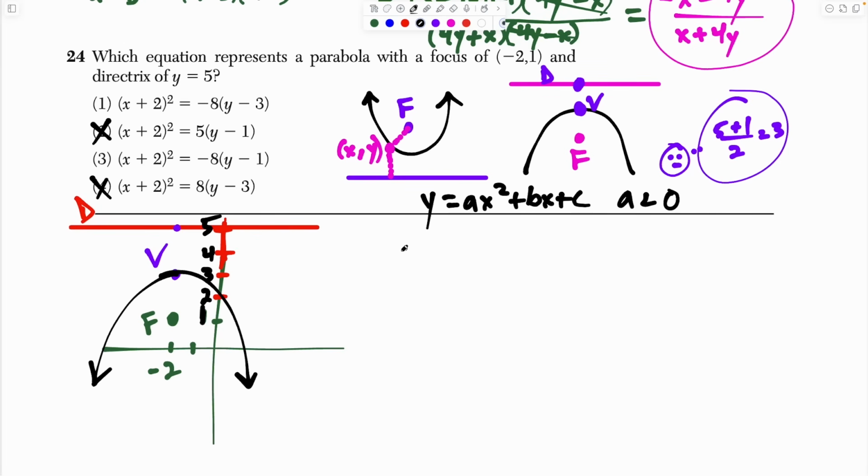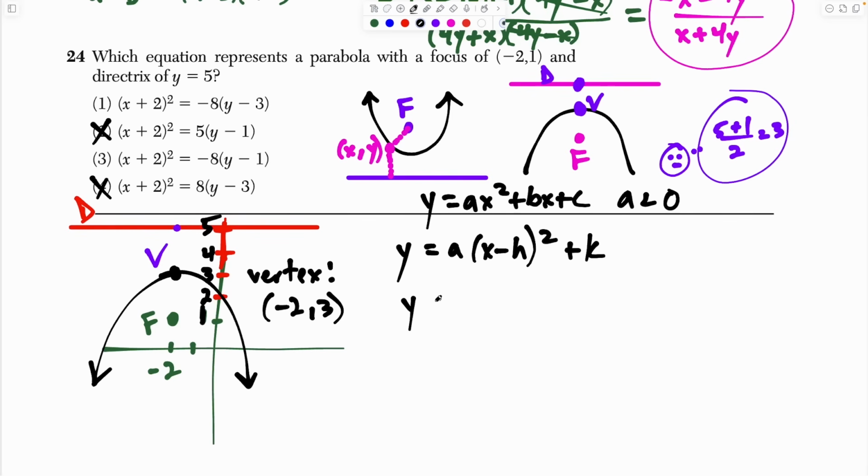And then the next thing I think about is vertex form. So I have y equals a times x minus h squared, and then plus k. And in this case, our vertex is at the point -2, 3. Okay, so our vertex for this parabola is at -2, 3. So when I plug into the formula, I have y equals a times, and our h value and our k value represent the coordinates of our vertex. So I'd have x minus -2 becomes x plus 2 squared. And then plus k is equal to 3.